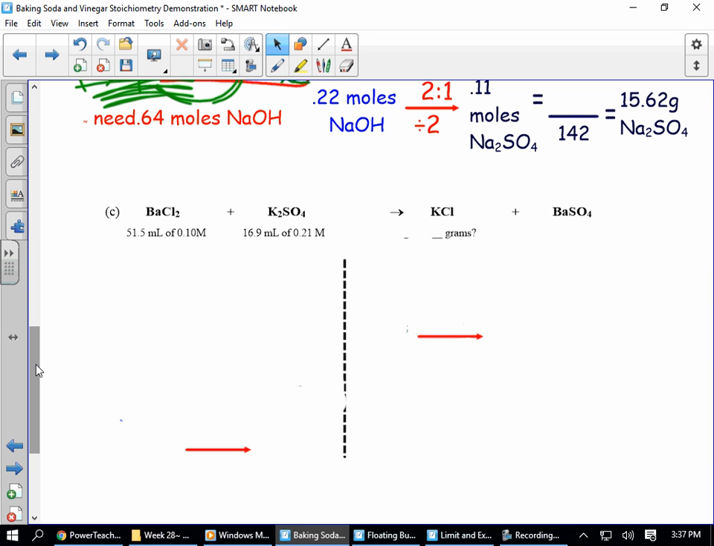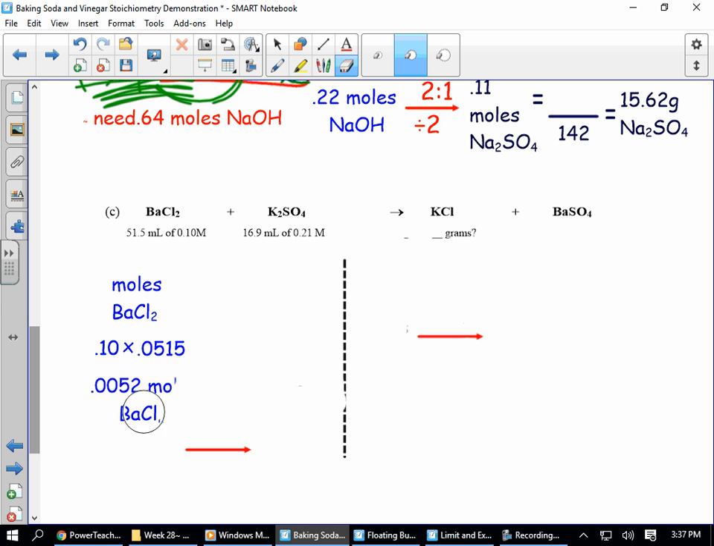All right, so it is balanced as written. Again, we're given some solutions, so we've got to make sure that we drop these into moles by multiplying the milliliters by the molarity. So to get moles of BaCl2, I'm going to take 0.1 and multiply this that's been converted into liters. I'm going to get 0.0052 moles of BaCl2.